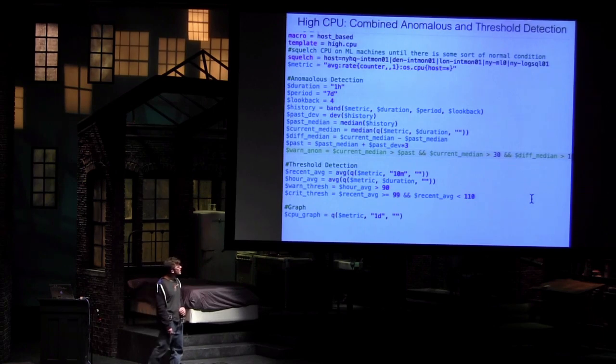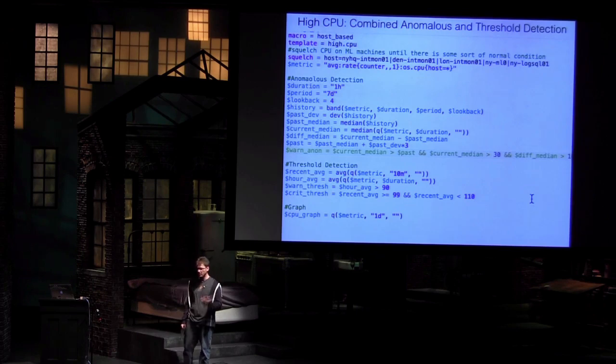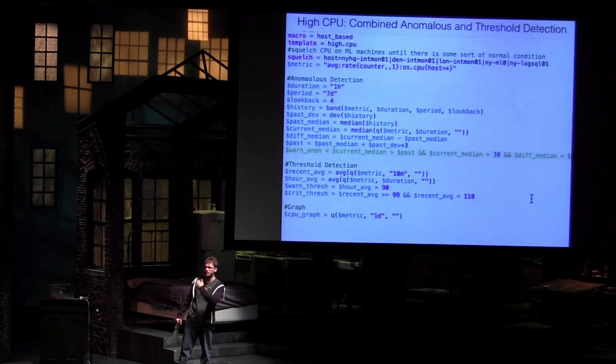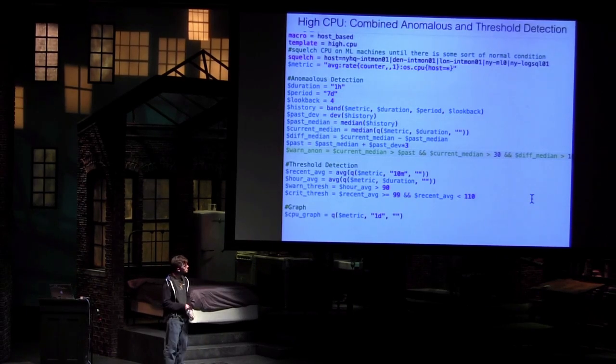So what we ended up saying is: is the current median greater than the past? Is the current median greater than 30% CPU? Because I don't really need to know about changes if you're still under 30% CPU. And is the absolute difference bigger than 10 milliseconds? Because if you only change 5 milliseconds, to me, that's not worth the interruption. It's not worth the context switch at the time.